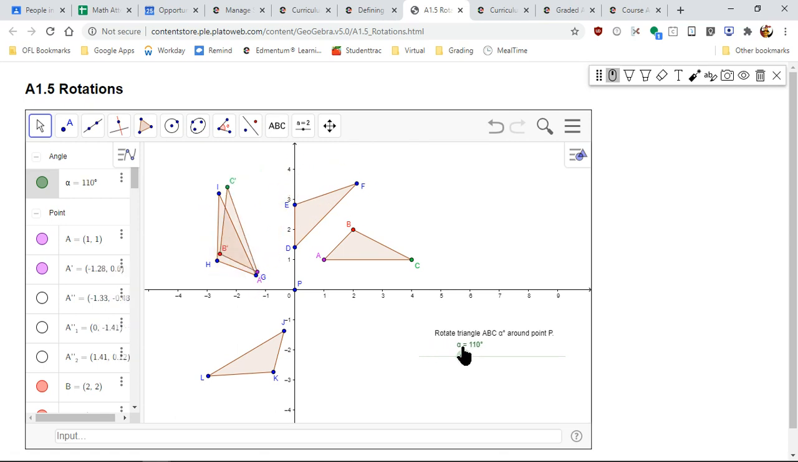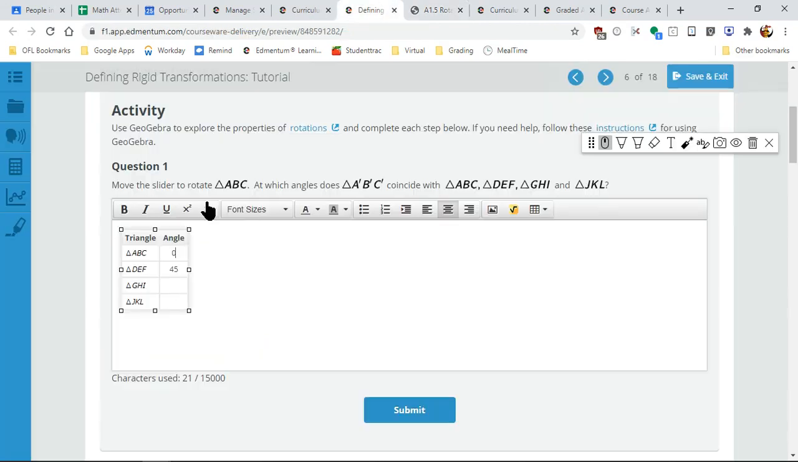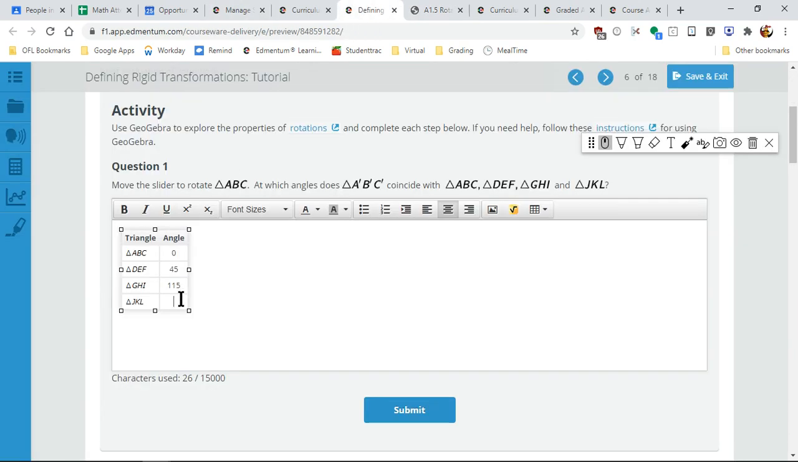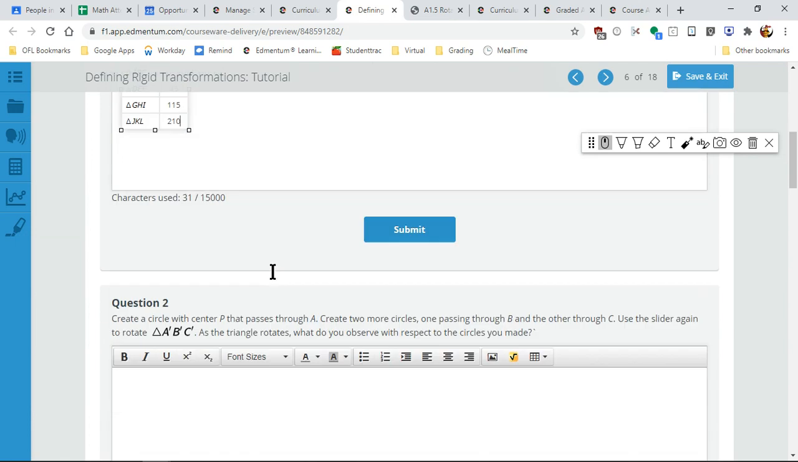HIG would be at 115. So when we go here, this GHI, 115. When we go over here, we're going to rotate it. I get 210. So which triangle is that? JKL is 210. Go here, 210. So that one's pretty simple.